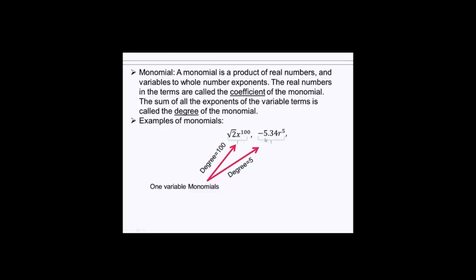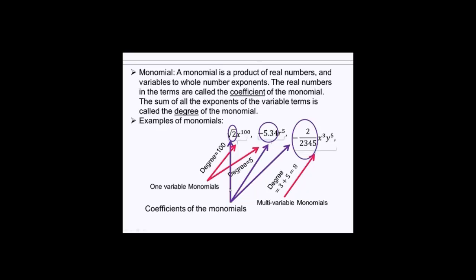These two monomials are one variable monomials. The degree of the first one is 100, the degree here is 5. If you look at this one, it has multiple variables in it, and the degree is going to be the addition of the exponents of all the variables. So 3 and 5 added together will give you 8. So here are examples of different kinds of monomials. The square root of 2, negative 5.34, and this fraction here are called the coefficients of the monomials.